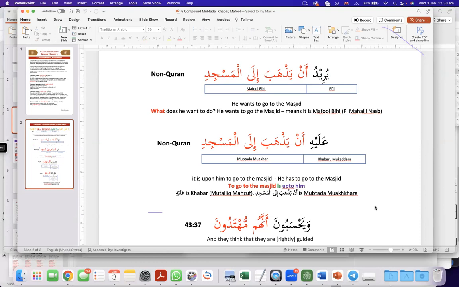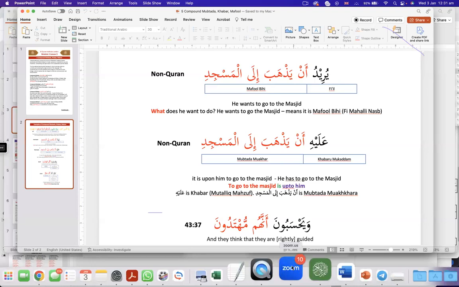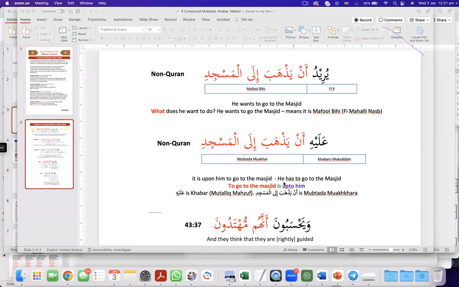Alayhi, it is upon him, is khabar muqaddam. An yadhhaba ilal masjid is mubtada mu'akhkhar, making the subject go after. To go to the masjid is upon him. I said, an yadhhaba, for now you should just understand it means to go. To go to the mosque is up to him.